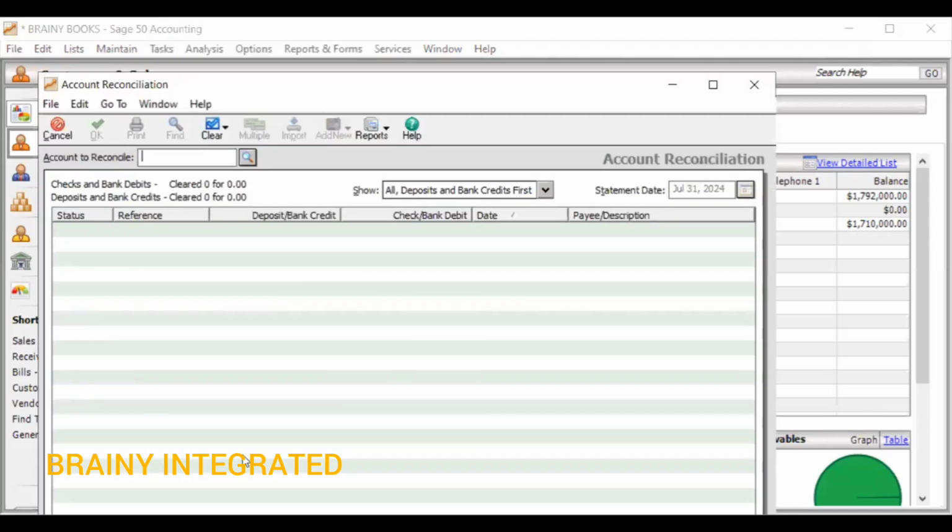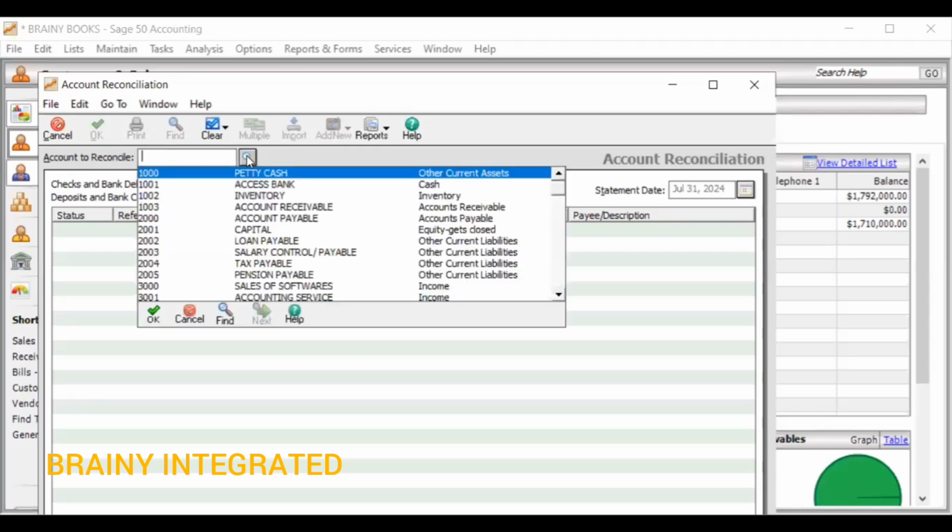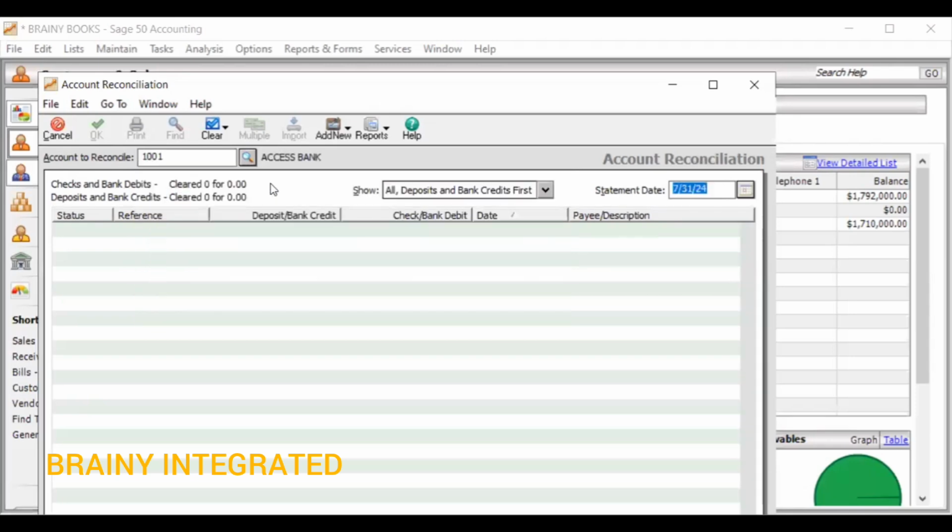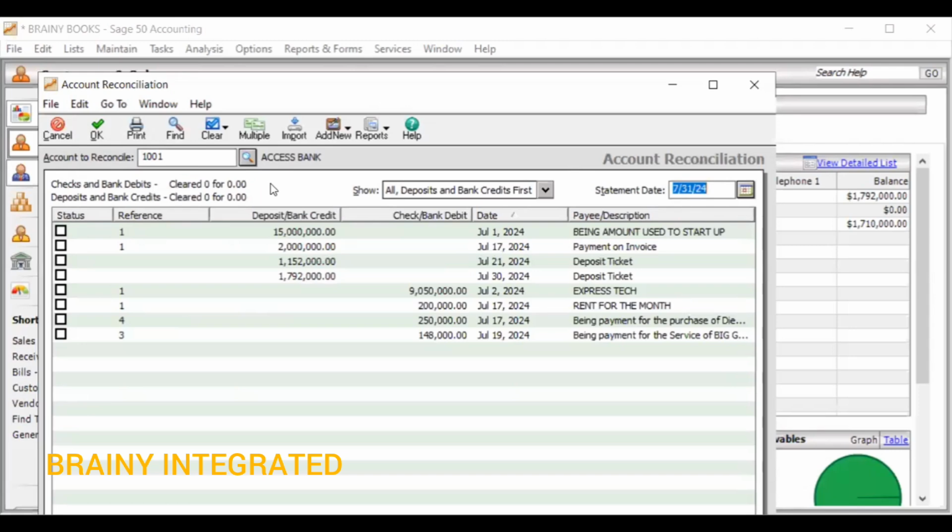When you click on account reconciliation, the next thing you want to do is, you see this account to reconcile. You have to select using this search icon which account you want to reconcile. Of course, what is our concern here is bank reconciliation. So I'm going to select the bank account here, which is Access Bank. Now, immediately you select it, all the transactions that have happened for that period will show up.